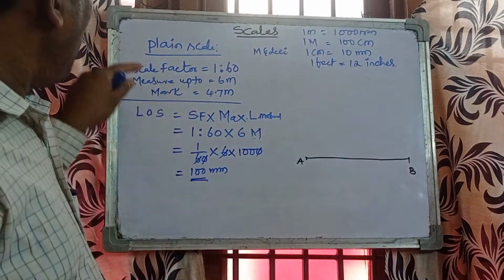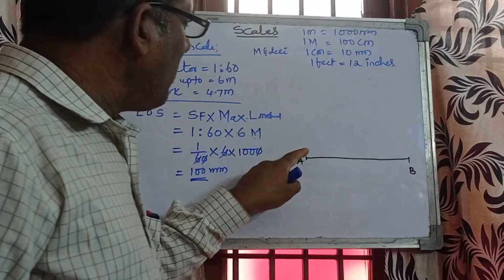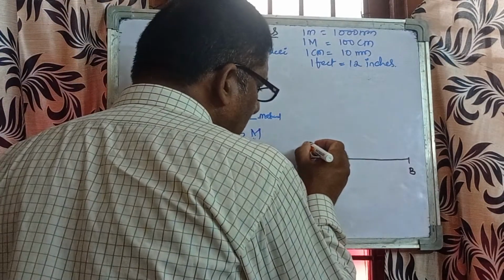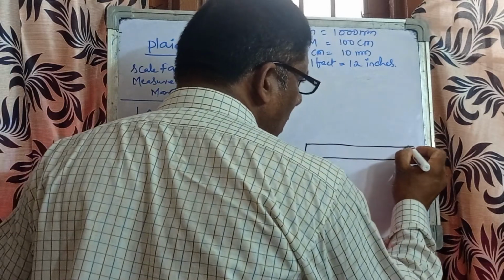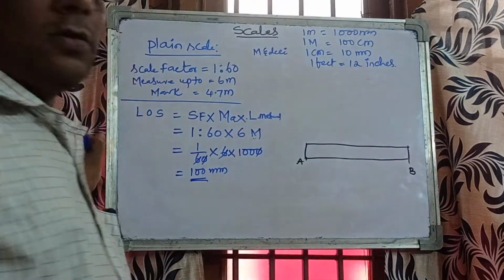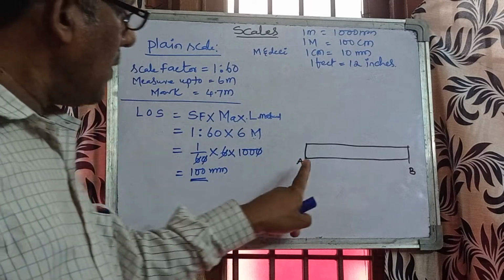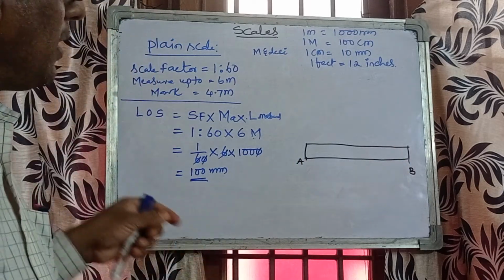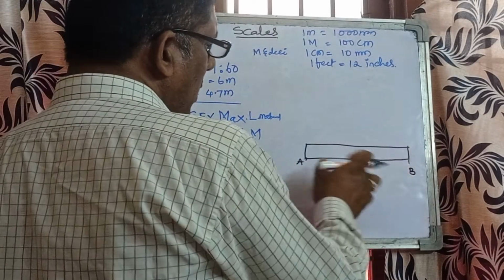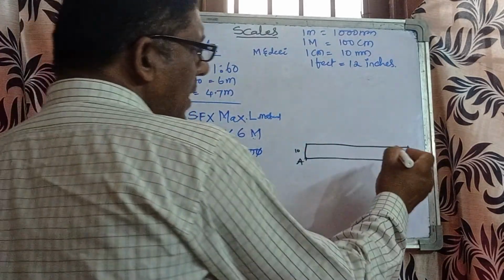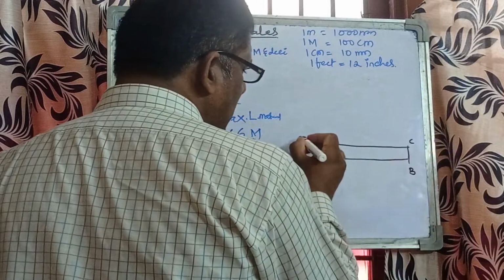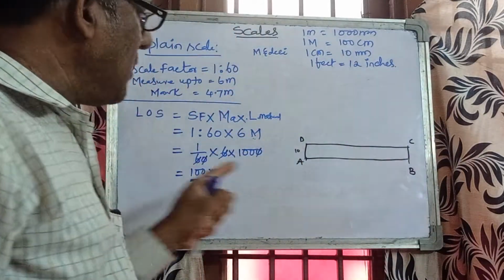And in a plain scale, you must remember that the height of the scale is equal to 10 mm. Okay, draw the parallel line and join this line. So the full length is equal to 100 mm, and the height is equal to 10 mm. This is A, B, this is C, and this is D. This is the scale.